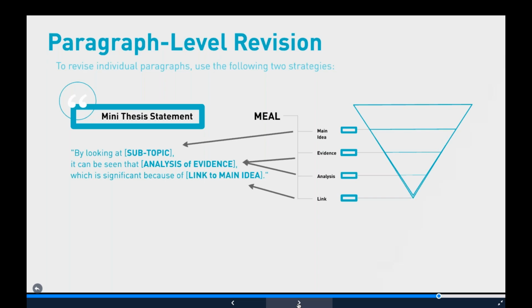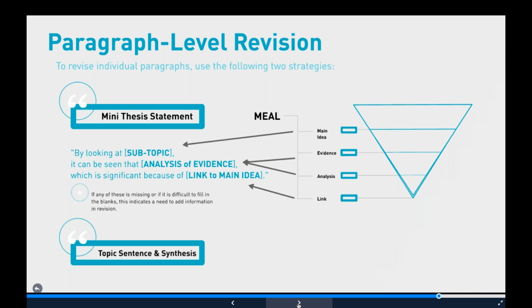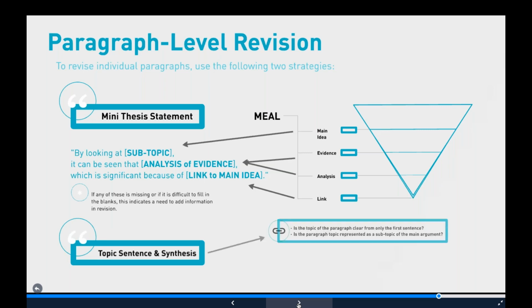If you do that, you'll be able to ensure that you have the main idea, the evidence, the analysis, and the link. If you can't make a thesis statement based on your paragraph or you find it's kind of hard, that's a really good tip that we're missing something. You can also ensure that you have a topic sentence this way.